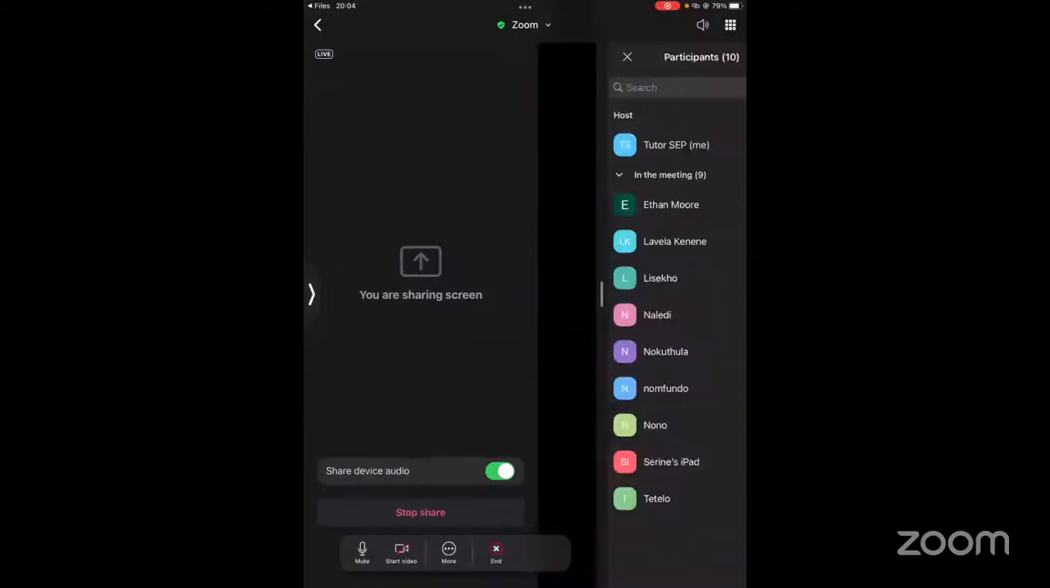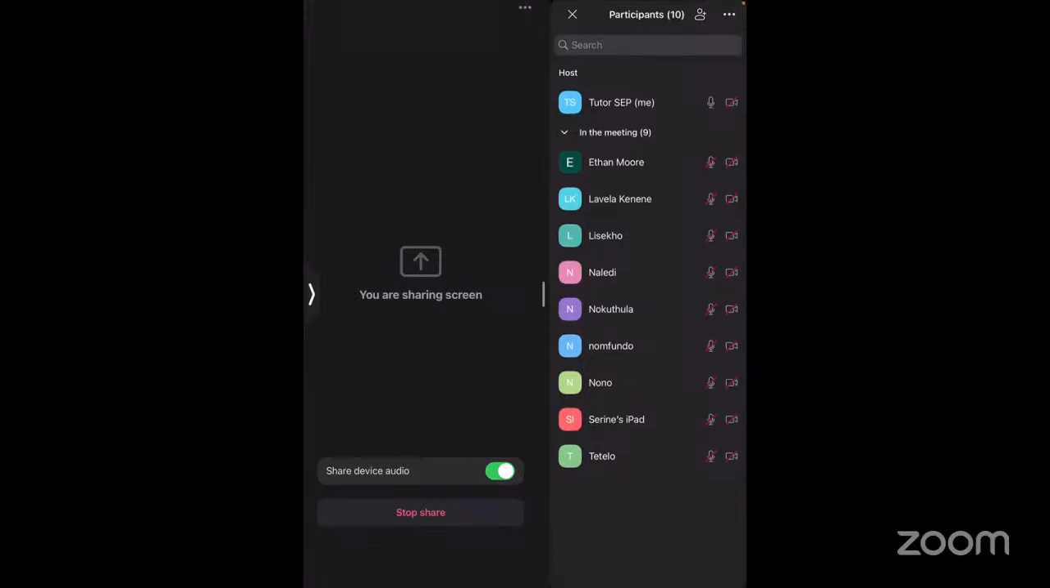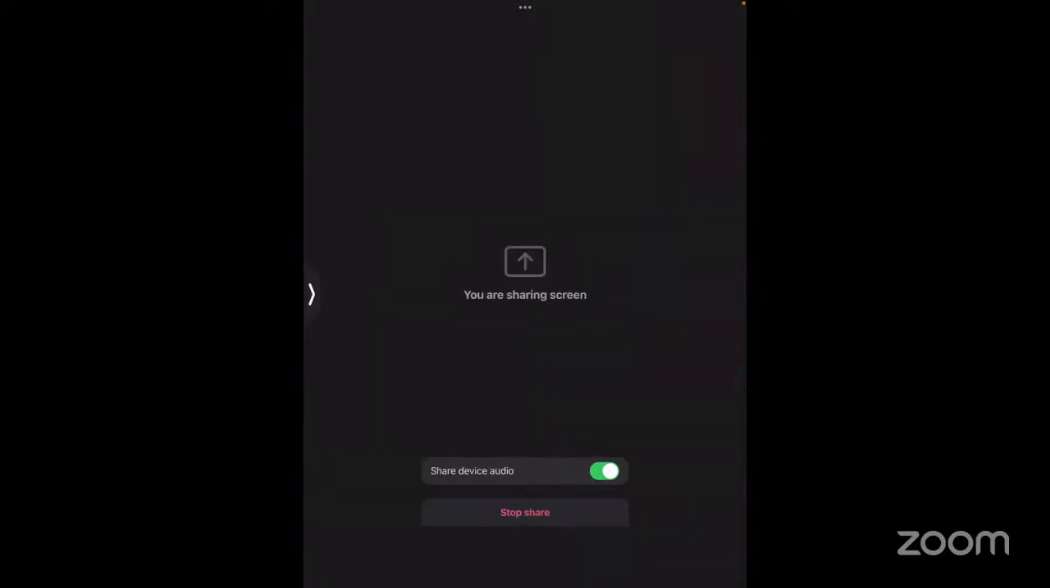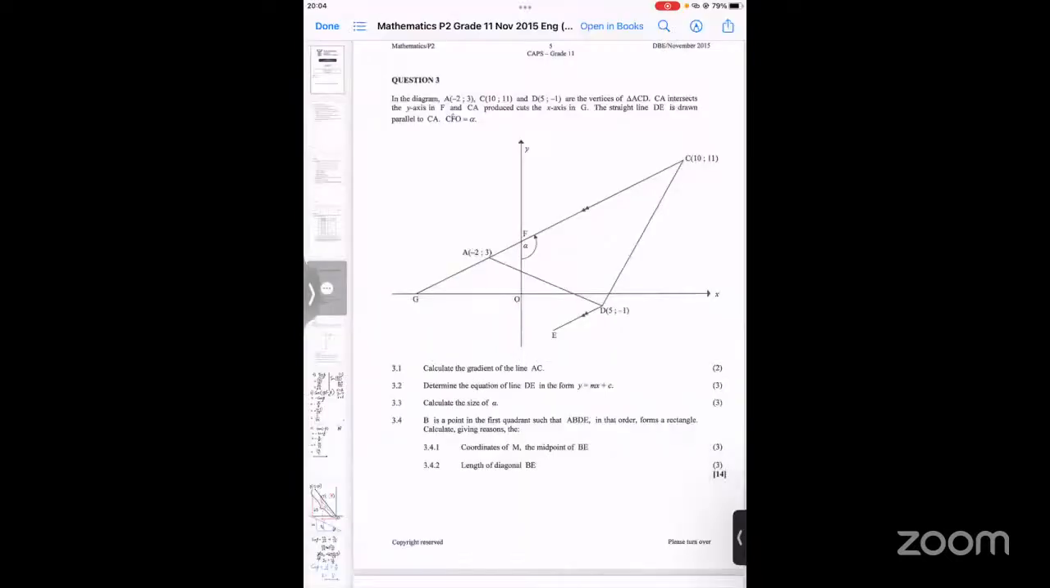Hey guys, let's see. Is my screen sharing? Are you all able to see my screen? Guys, are you able to see my screen? Yes, sir. Okay, then it's fine. I've got an interesting question there.